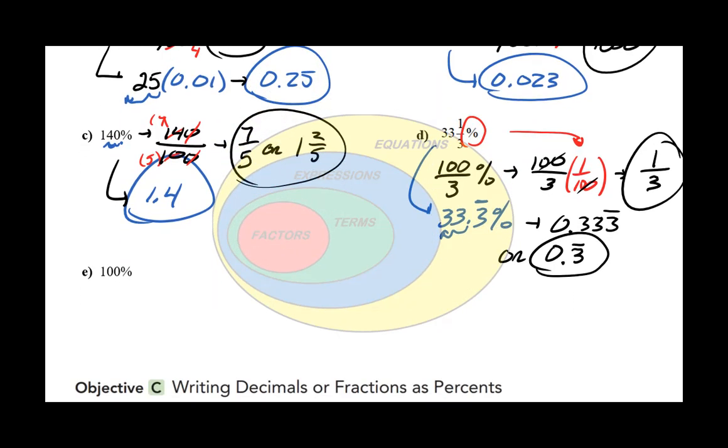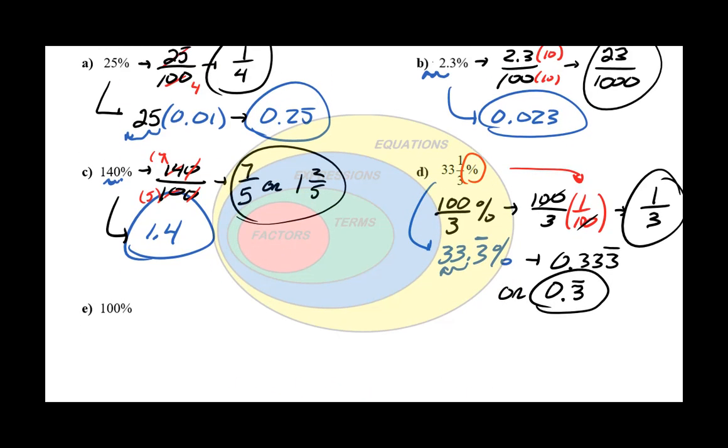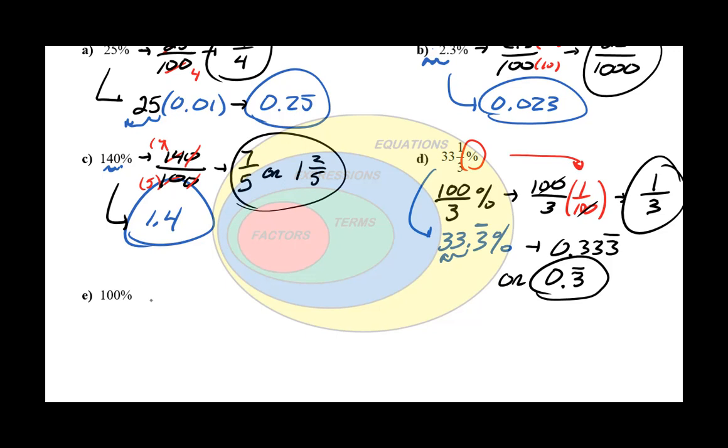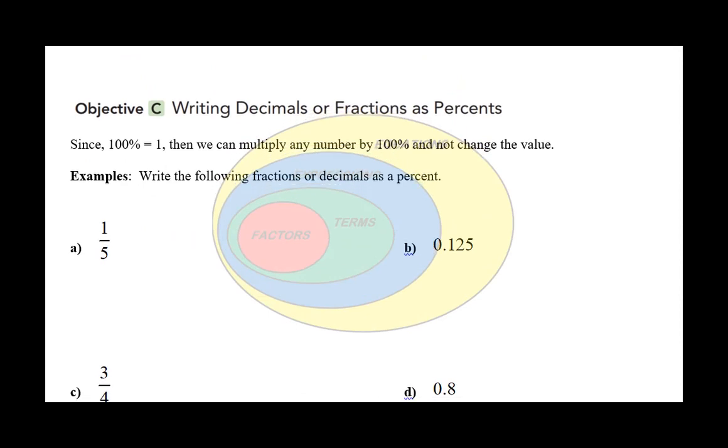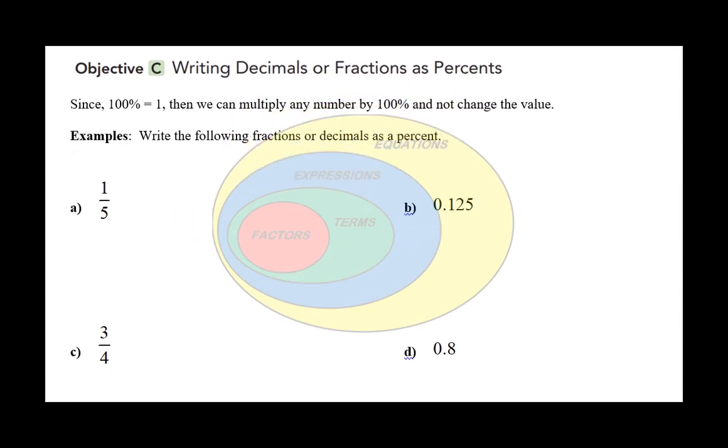And then 100%, again, if we look at 100%, well, if we convert this, this would be the same as 100 over 100, which is equal to 1. And this is one thing that we'll use later in the next problem when we convert any number to a percent. So since 100% is equal to 1, we can multiply by 100% and not change the value. So that's going to be our goal.